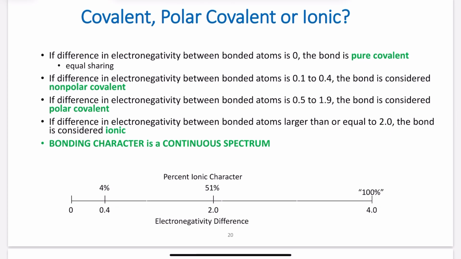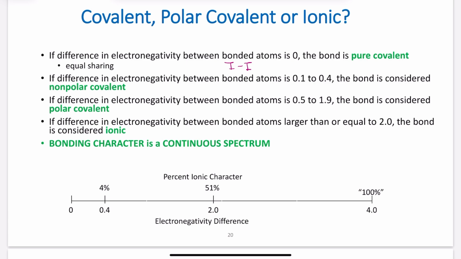So, how do we tell if it's polar or not? Here's the scale I was talking about. If the difference in electronegativity between the bonded atoms is zero, the bond is pure covalent, meaning that it's completely equally sharing electrons. This happens when something bonds to itself. They have the same electronegativity. This also happens if you happen to have two elements that have the same electronegativity. You'd have to have the numbers to know they're exactly the same.